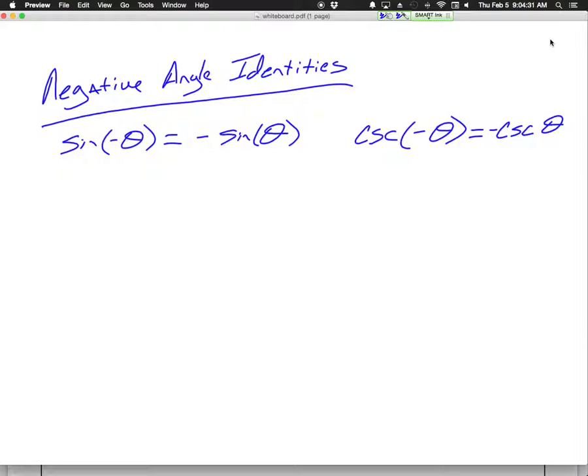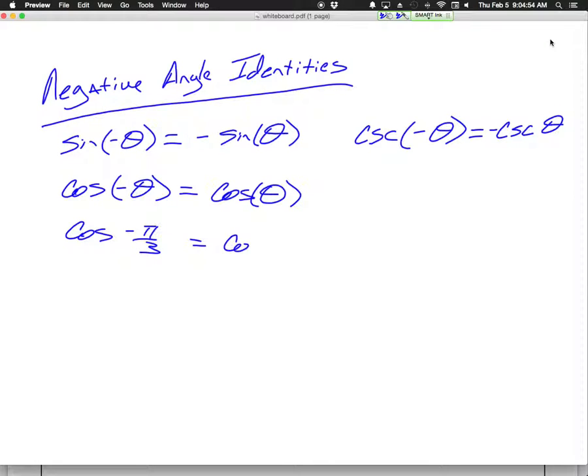Okay. Now, cosine and secant are the ones that are different. Cosine of negative theta is the same thing as cosine of theta. The negative goes away. Okay? So to see an example of that, let's do the same thing. Negative pi over 3 and cosine of pi over 3. So the negative angle identity says that these two things should be equal.